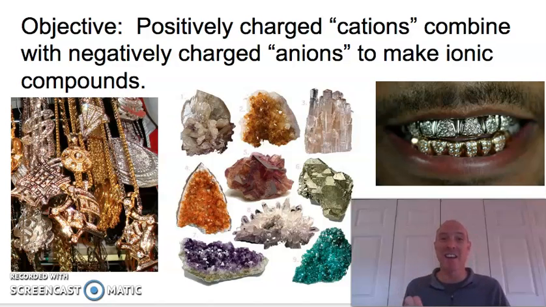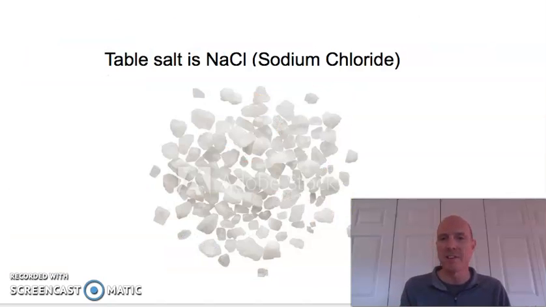Most crystals are ionic compounds. Whether they're crystals in your grill, or this is some of my personal bling, and I can tell you these are not diamonds. And diamonds are not ionic compounds, but these crystals are. And then we see them in nature too. Just in rocks, you'll see crystals all around. Not to mention, we put them on our food. Here's sodium chloride, table salt.